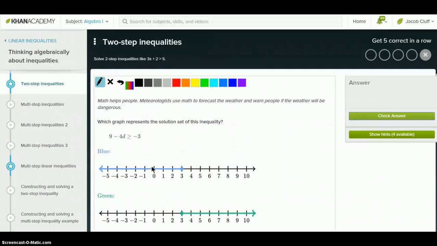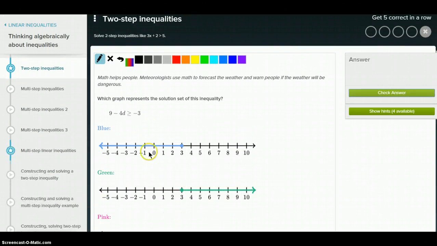So in this video we're going to talk about two-step inequalities, and we're going to put all the variables on one side of the inequality and all the constants on the other side. So in this first example we have 9 minus 4d is greater than or equal to negative 3.